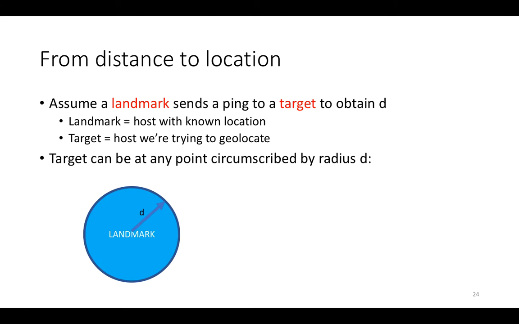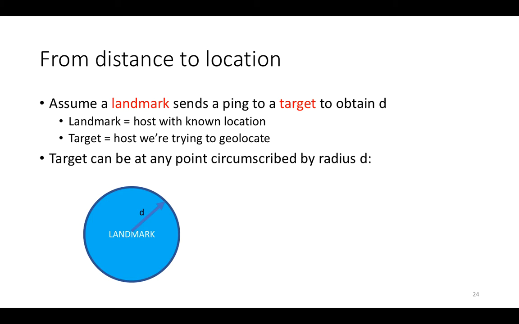In particular, this landmark is going to send pings to a target. The target is the host that we're trying to geolocate. The target is the thing that has an unknown location, and we're trying to figure out the target IP's actual location. So the landmark sends pings to the target in order to obtain D. Once we obtain D using the method of taking an estimate of the propagation delay and converting it into an actual distance, it's important to note that this does not tell us where the host actually is.